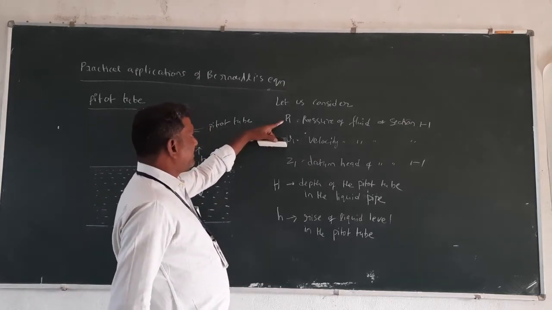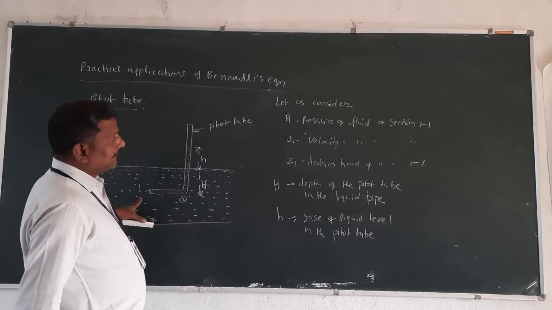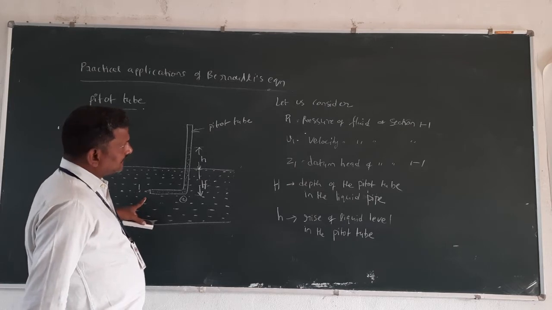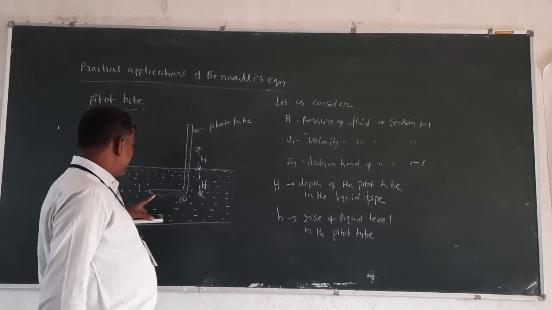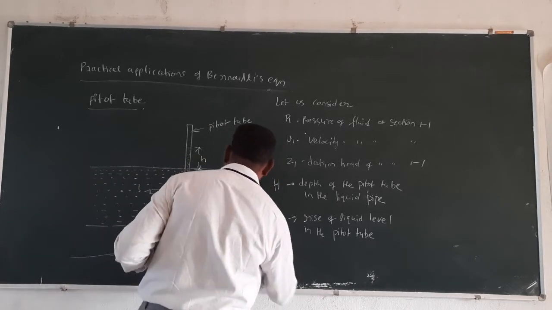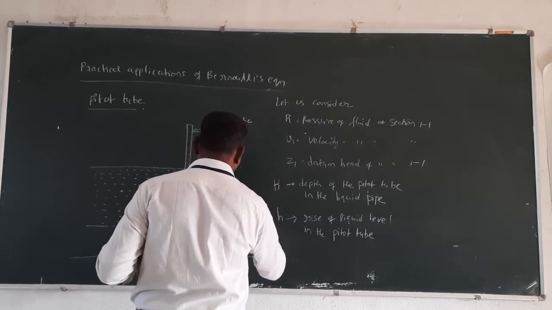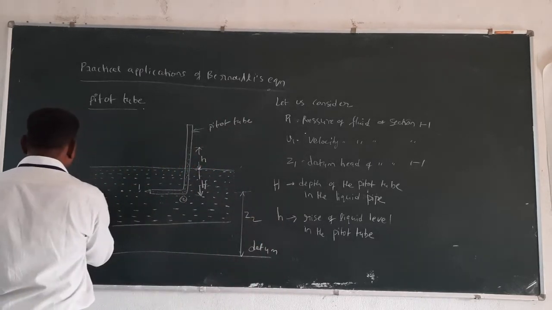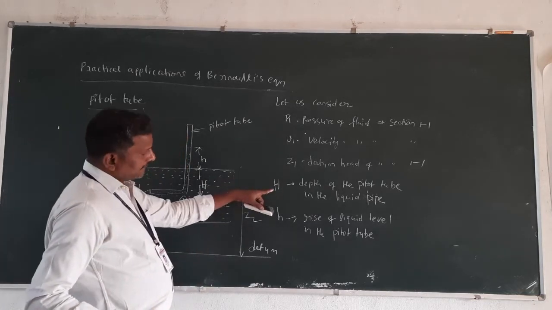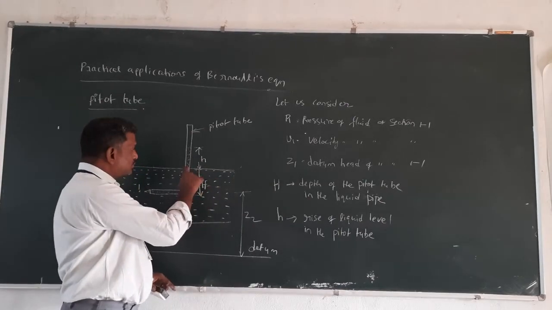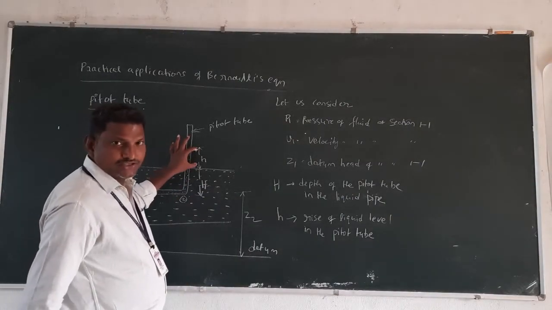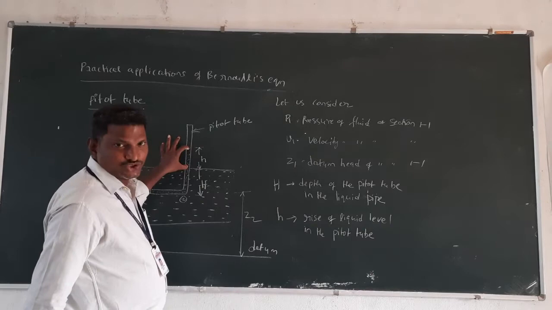Okay, let us consider P1 is the pressure of the fluid at section 1, V1 is the velocity of the fluid, and Z1 we consider from one common datum. This will be the height Z2, and this will be Z1. And capital H is the depth of the Pitot tube in the liquid, small h is the rise of the liquid in the glass tube.